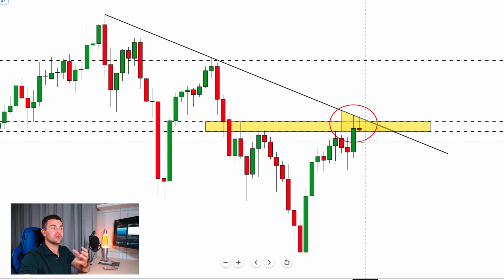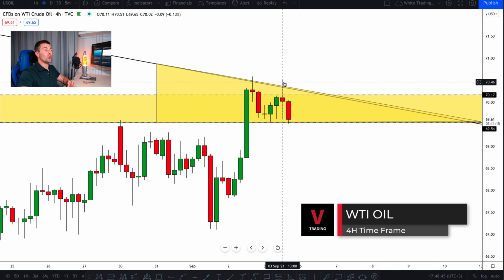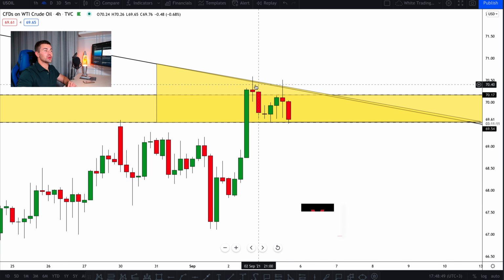So let me explain to you what confirmation I am looking for to short oil. I'm on a 4-hour chart right now, and look what we have within the zone that we spotted on a daily. Here we have again a brilliant example of the double top formation. And that double top may give us a very nice shorting opportunity.